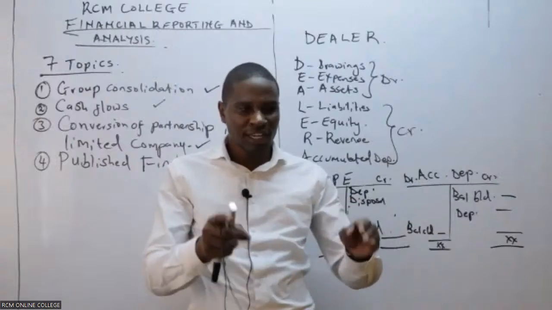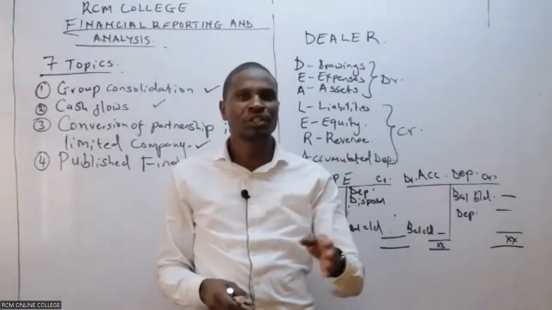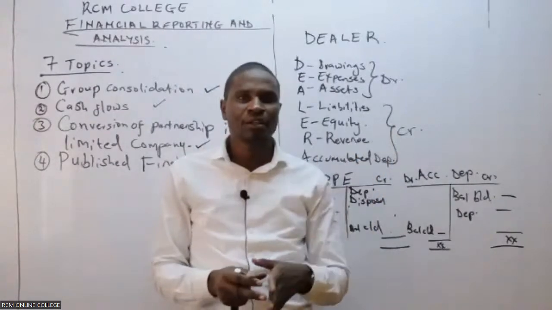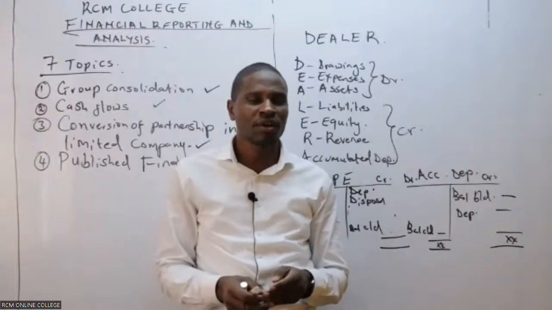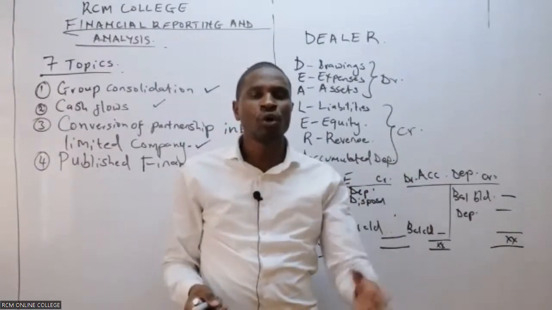Then you adjust other items. We call them DIALGF. Depreciation, we have impairment, amortization. We also have gain on sale of asset, loss on sale of asset, and then we have finance costs. All those items, you have to adjust them.